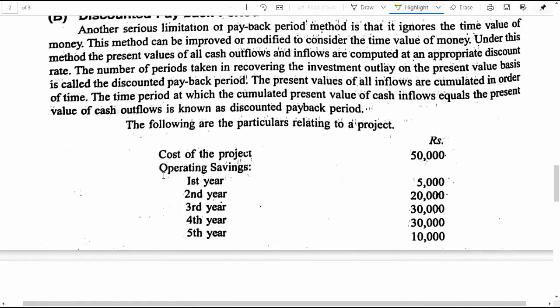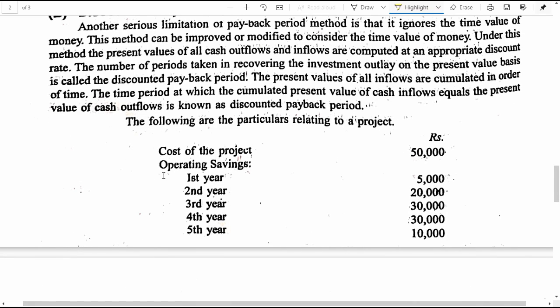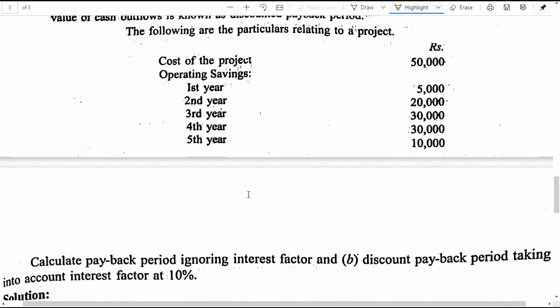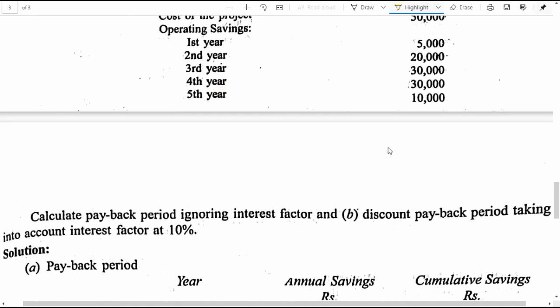So let us get into the problem given here, using which discounted payback period is calculated. Cost of the project is 50,000 rupees. Operating savings for the 5 years are presented here. So the lifetime of the project is 5 years, and the cash inflow or operating savings of the project are not uniform for all the 5 years of the project. Calculate payback period ignoring interest factor.